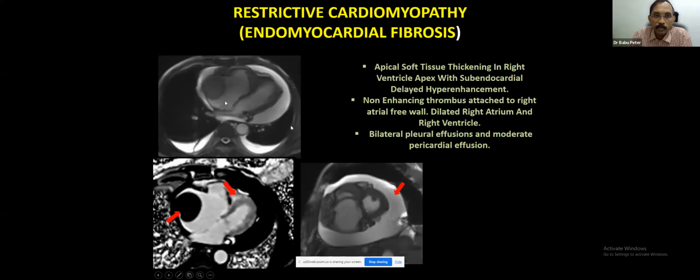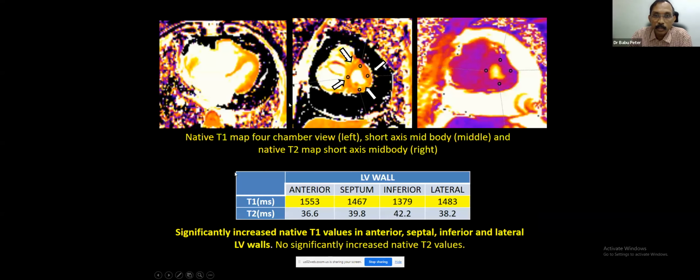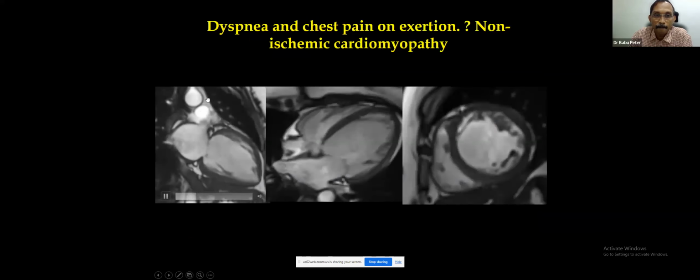And this is a patient with a restrictive cardiomyopathy, endomyocardial fibrosis, with thickening of the right ventricular apex and a large filling defect involving the right atrium, which is a thrombus. Parametric mapping with T1 revealed increased T1 relaxation values involving the myocardium with relatively preserved T2 relaxation values.